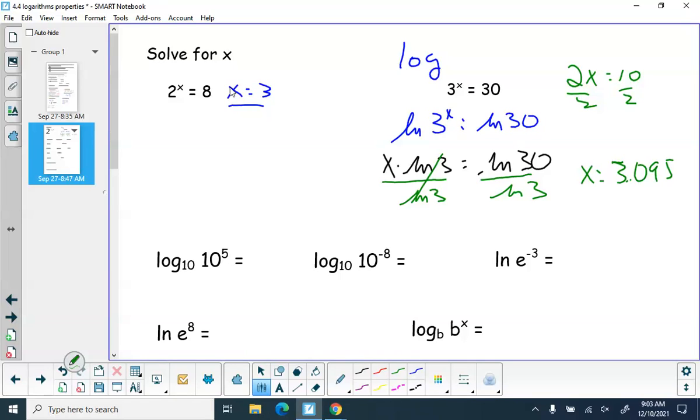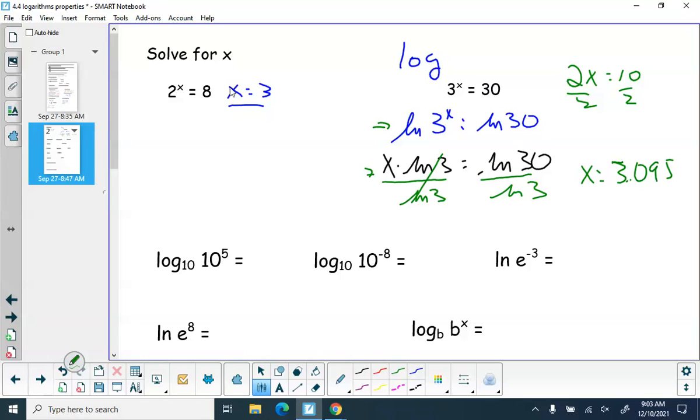Do you get something close to 30? Not going to be exact, but if you take your ln of 30 divided by ln of 3 and have that answer, and then take 3 to that answer, it'll take you back to 30. Once again, this allows us to be able to solve equations that have the variable in the exponents.